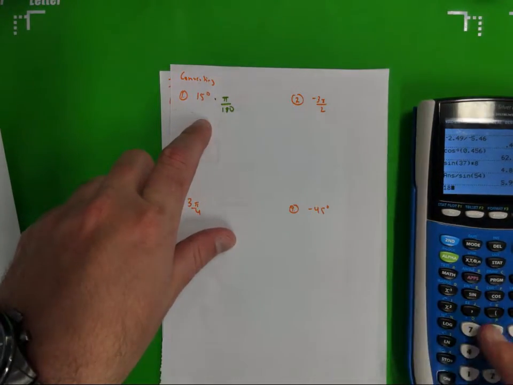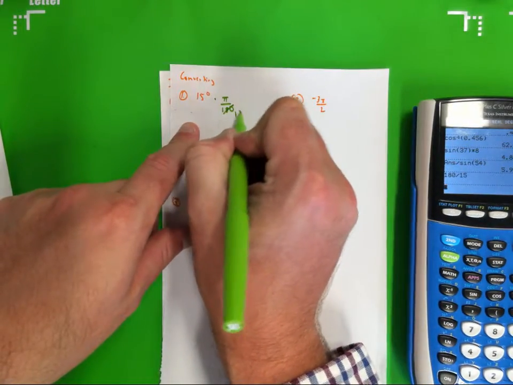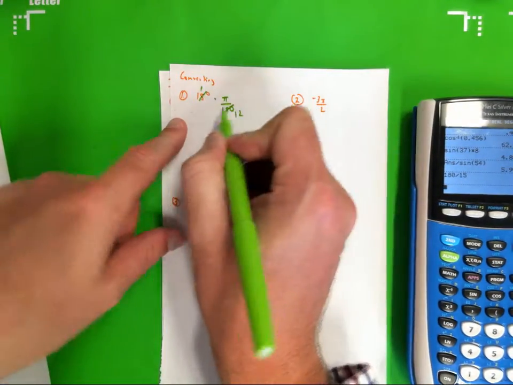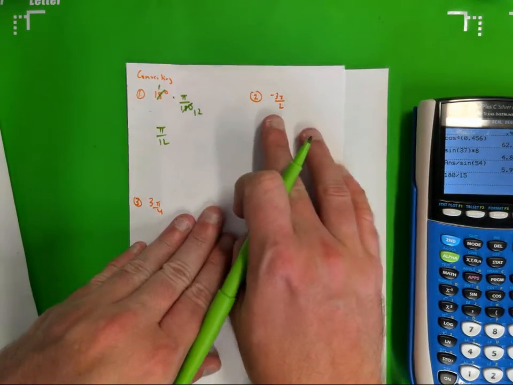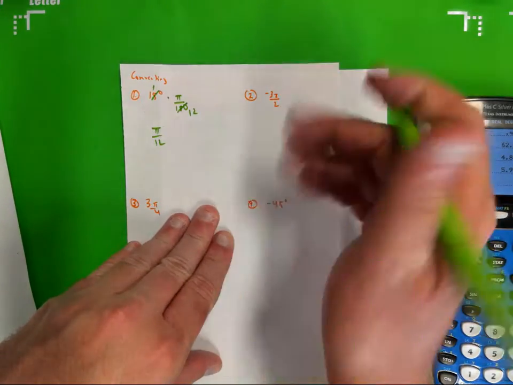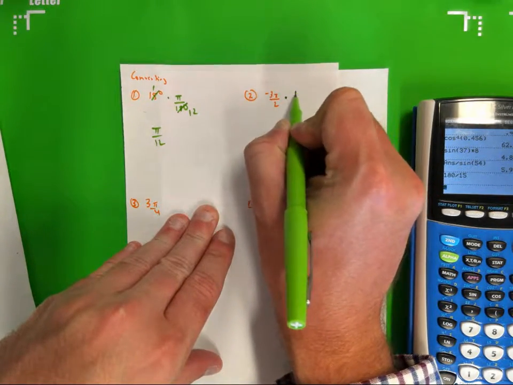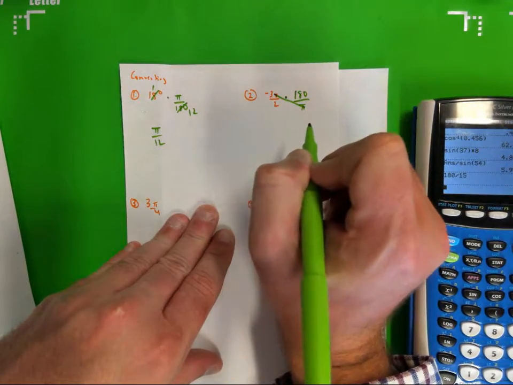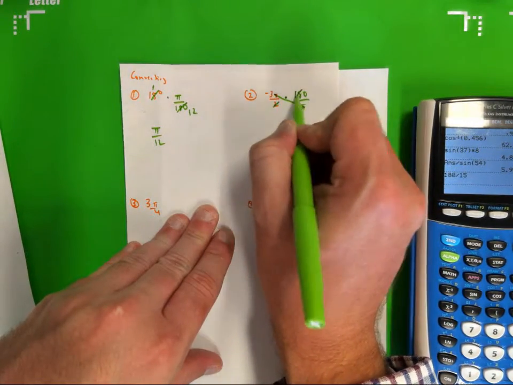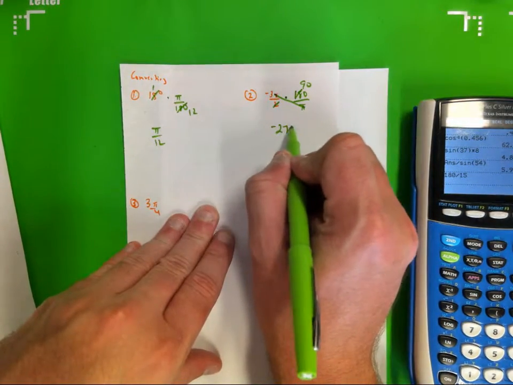Alright. 15 goes in 180 12 times. That leaves me pi over 12 is my answer. Now this is in what form right here? Radians. So I'm going to go to degrees. What do I multiply it by? 180 over pi, because your pi's cancel out there, guys. 2 goes into 180 90 times. 90 times negative 3 is negative 270.